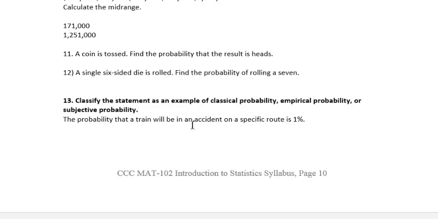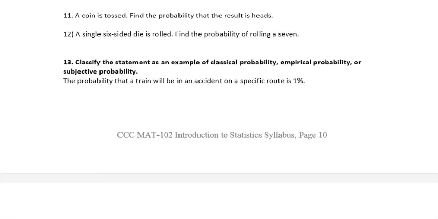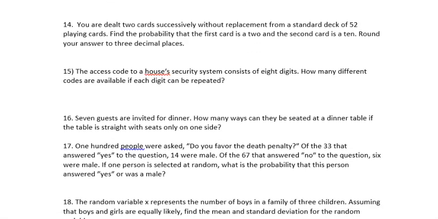So if I say the probability that a train will be in an accident is 1%, well, that looks like an empirical probability. It's not classical probability because obviously the 2 events, yes accident and no accident, are not equally likely under these facts. It is an empirical probability because it's a ratio of what we're looking for, in other words, an accident, with regard to the total chances, which are 100% altogether. And it's not subjective because it's not relying on anybody's personal view or personal subjective opinion.